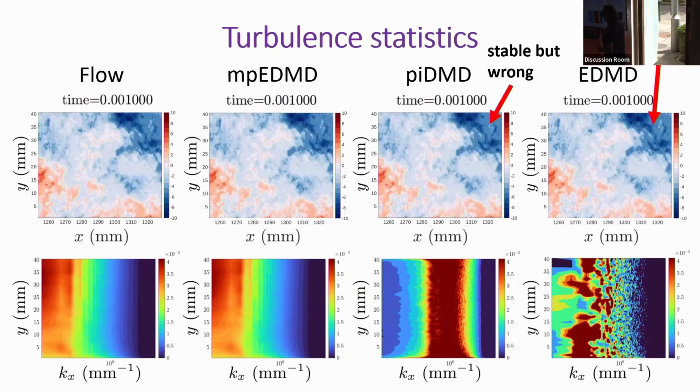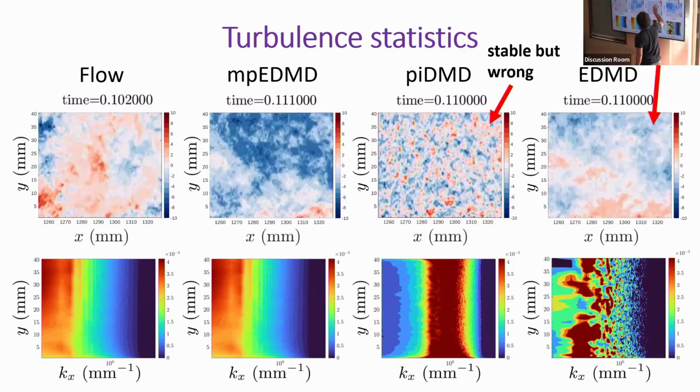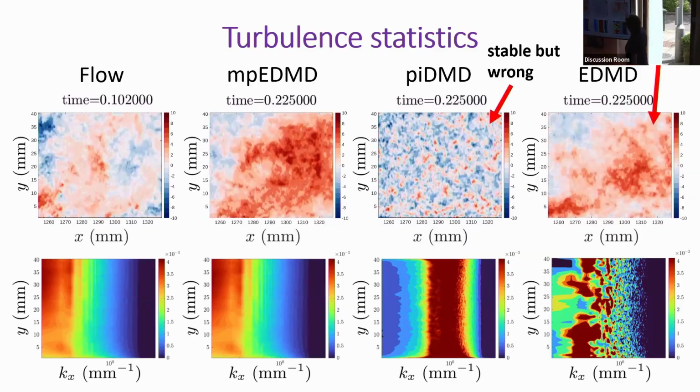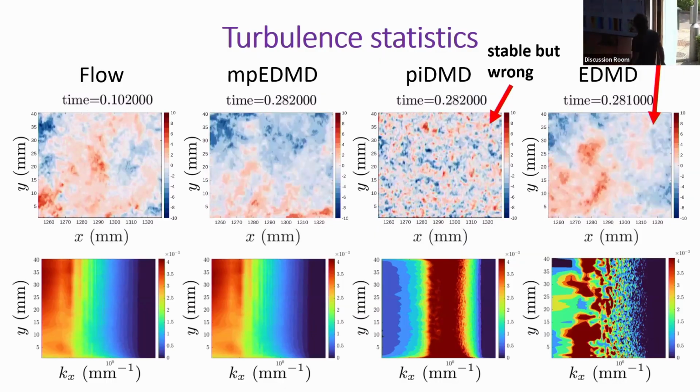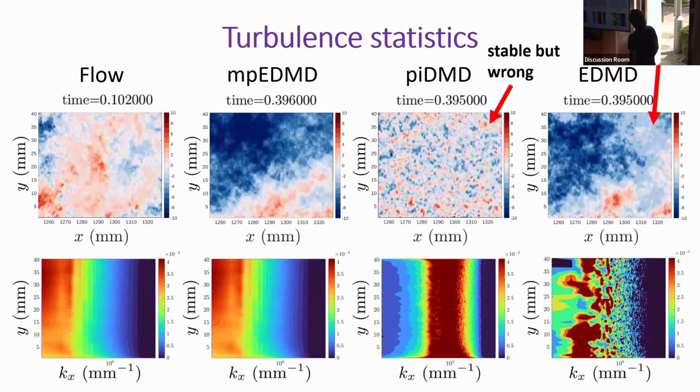So what I'm going to show you is a video of the predictions. This is the flow, MPEDMD, pi DMD, EDMD. These are the wave number spectra, giving you spectral measures at different frequency scales. You can think of them as a fingerprint of the turbulent statistics. You see that pi DMD is stable, but it's not getting the right kind of behavior. This is going to blow up, right? I plotted them on the same color scale, so hopefully in not too long, you'll see it starting to get unstable.